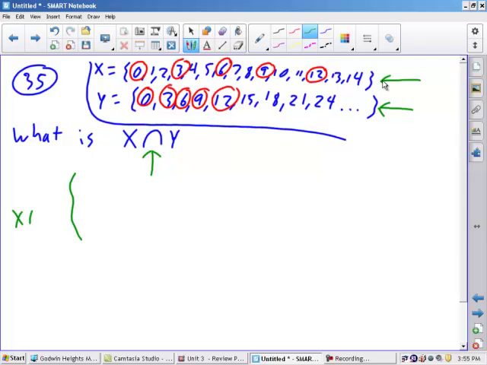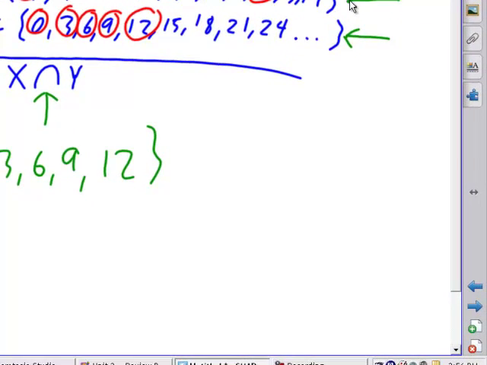So my official answer is I have a set here, which is the intersection. X intersection of y equals 0, 3, 6, 9, and 12. That is the intersection of those two. If it had been the union, you'd be writing everything down.